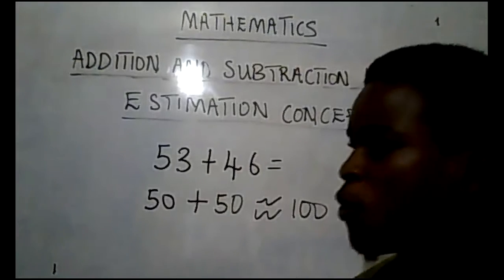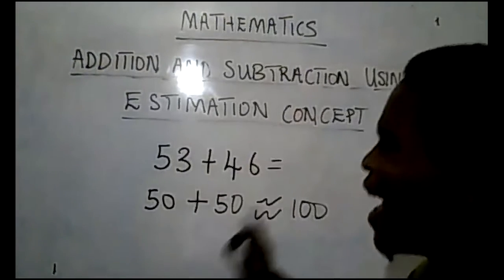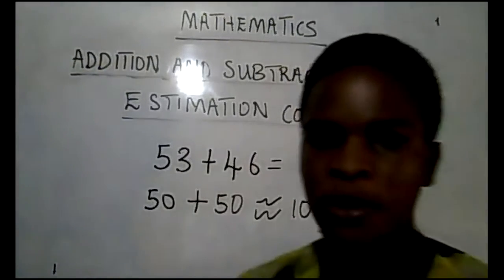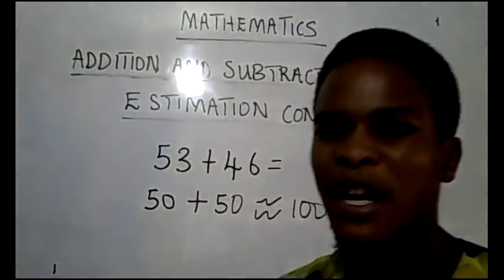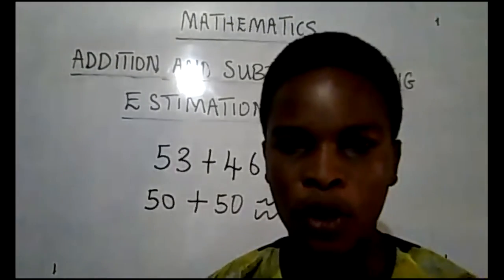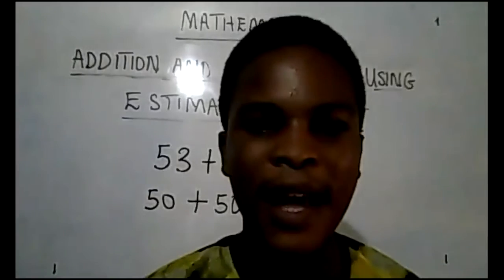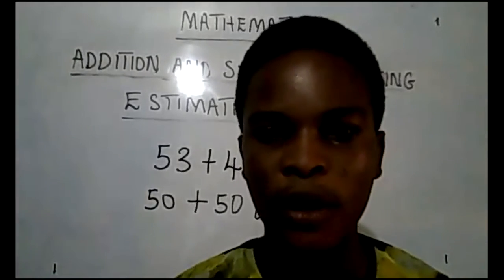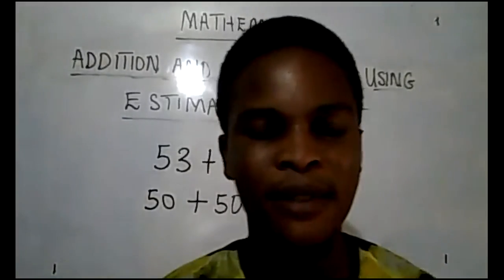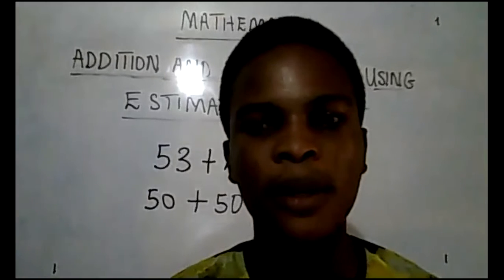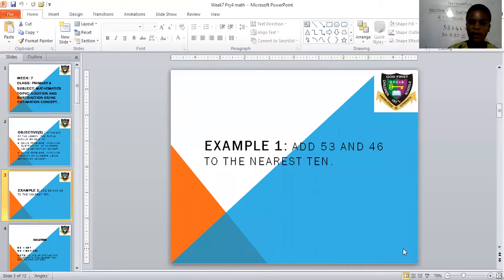So when you're asked to add or subtract any figure, you first round off that figure to the nearest 10 before you work on it. Is that taken? Very, very good. That's what we refer to as the estimation method or concept.